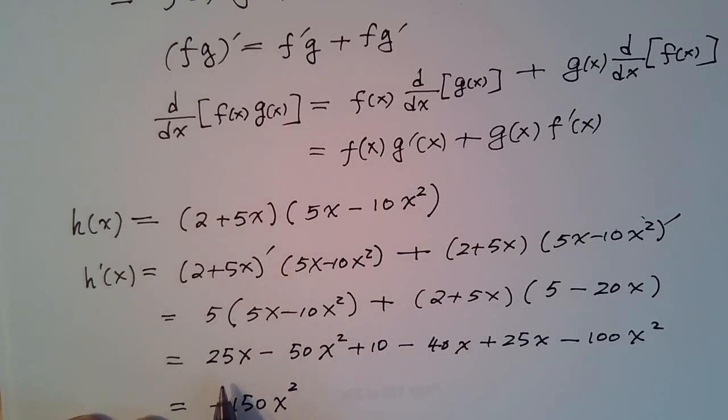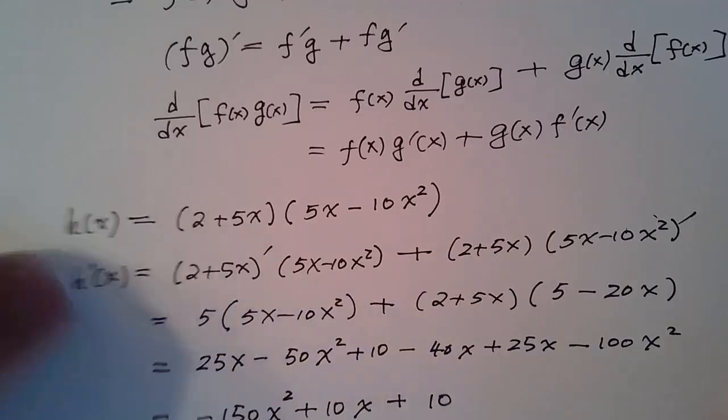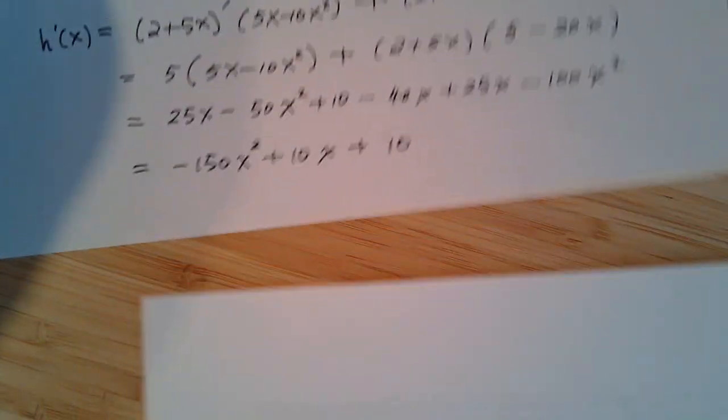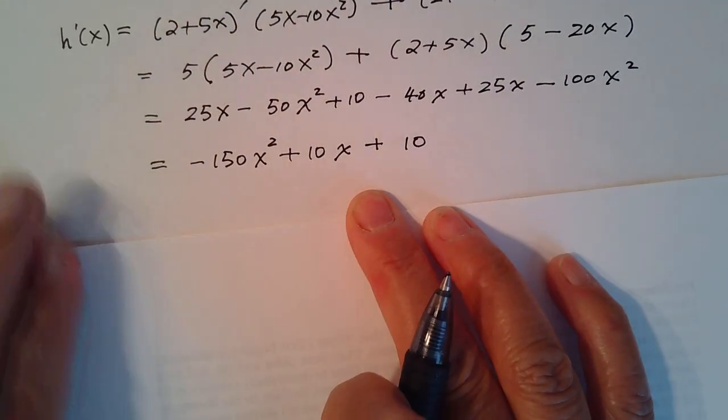And what about the x terms? You have 25, that's 50, minus 40, so you get 10x. And then you have a number, which is 10 at the end. Okay, so we use the product rule and we got the derivative of this h.